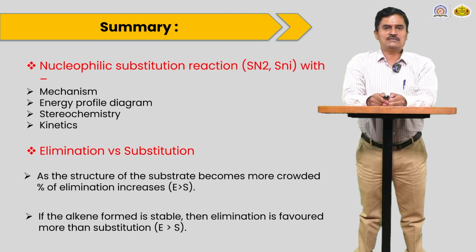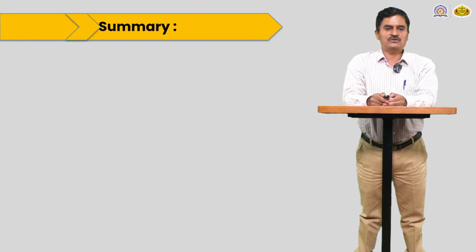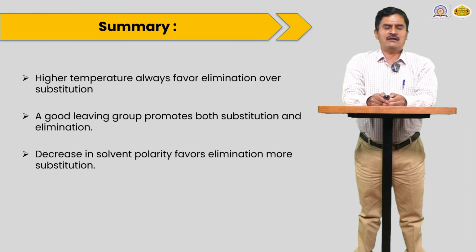So students, in this topic we discussed the stereochemistry of the SN2 reaction, then the mechanism of the SN1 reaction, then elimination versus substitution. As the structure of the substrate becomes more crowded, the percentage of elimination is more as compared to the substitution. If the alkene formed is more stable, then elimination is more favorable as compared to the substitution. And higher temperature always favors the elimination reaction as compared to the substitution.